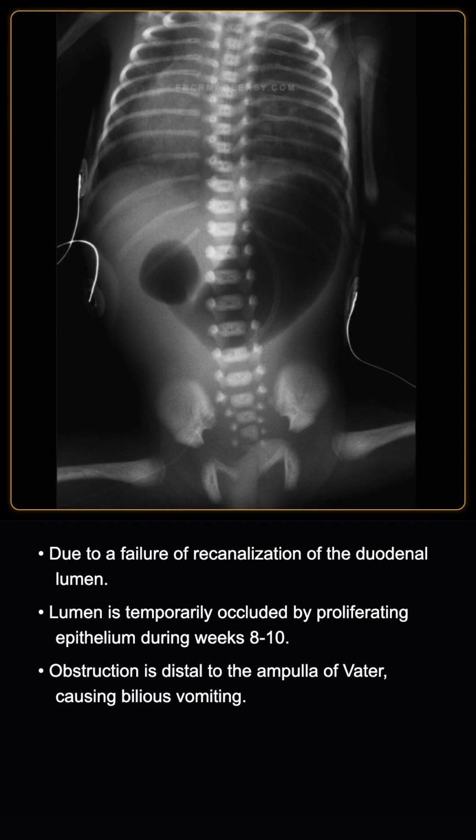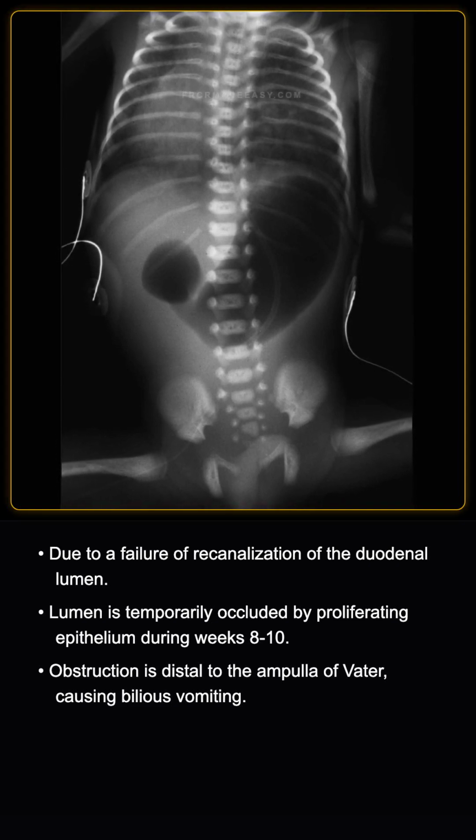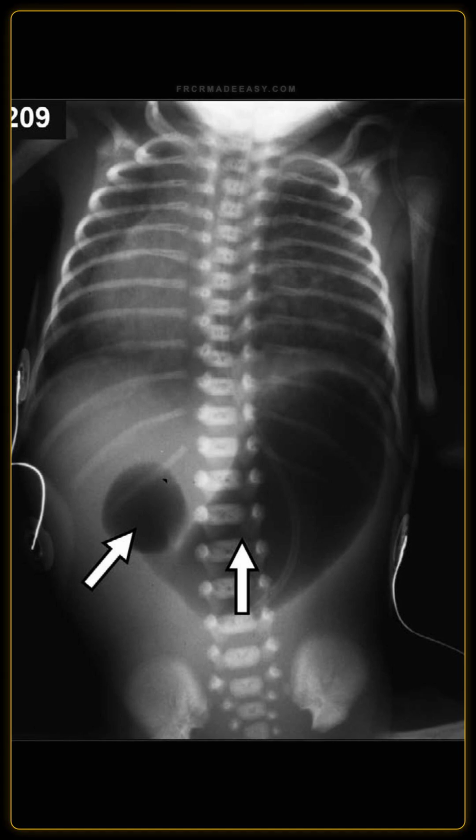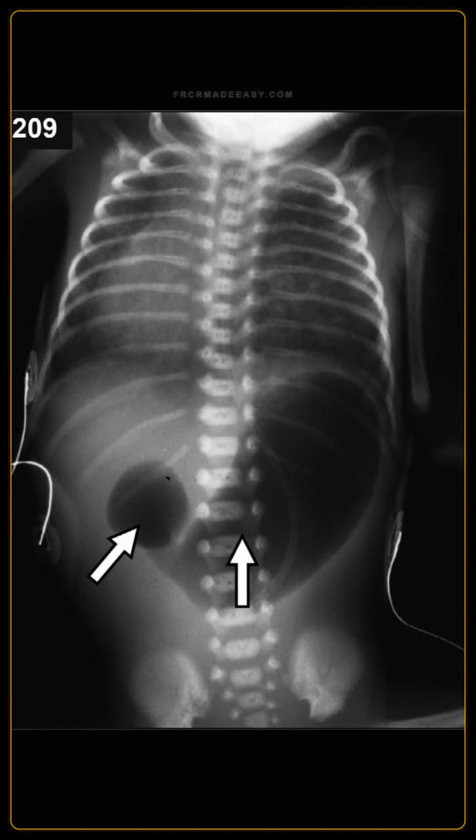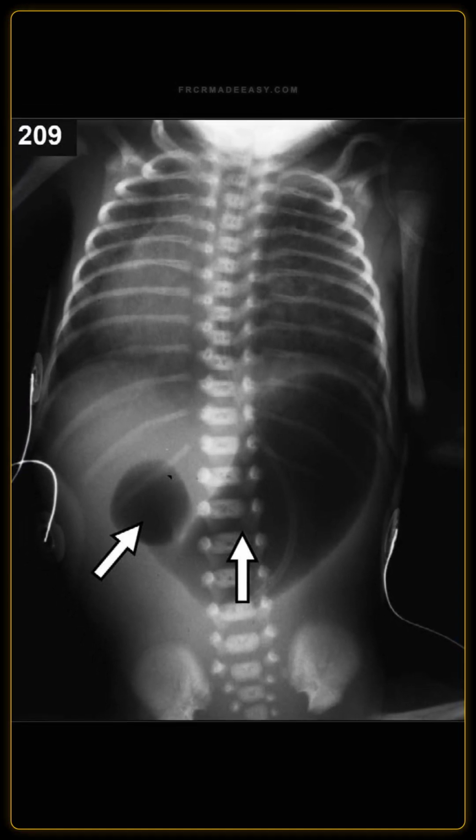The obstruction is almost always located just distal to the ampulla of Vater, which perfectly explains why the infant's vomiting is bilious. Duodenal atresia is associated with several congenital syndromes. Can you discuss these key associations?